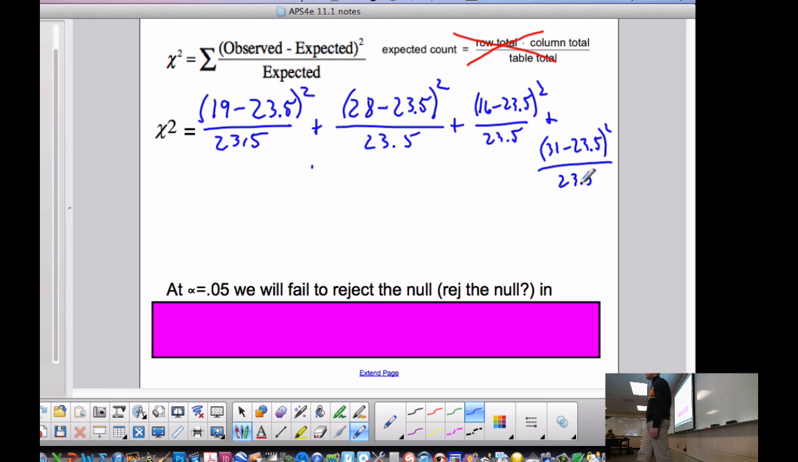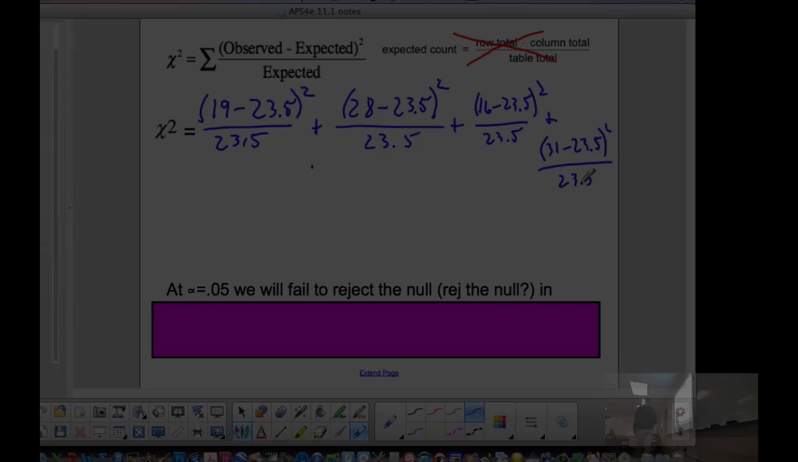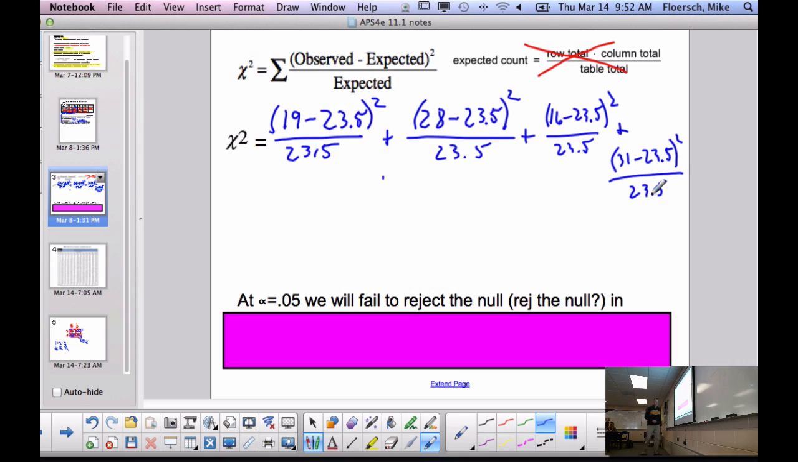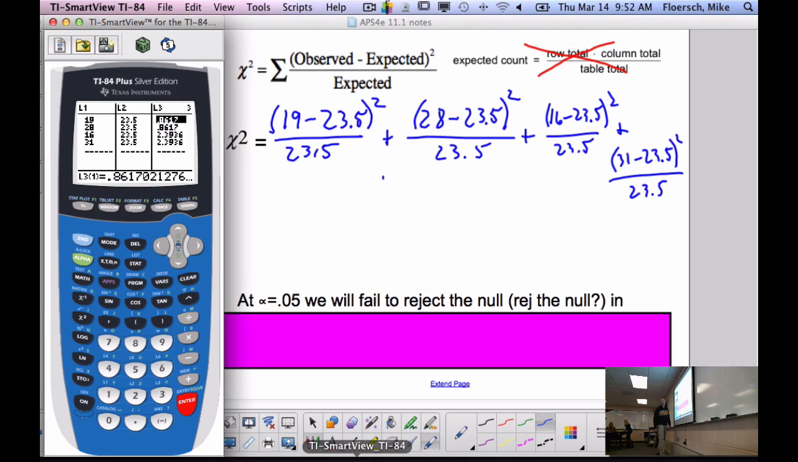Now you'd have to type this into your calculator. I'm going to show you two different ways to do this. Everybody with me up to this point? Because we have to get our chi-squared value. Take out your calculators.